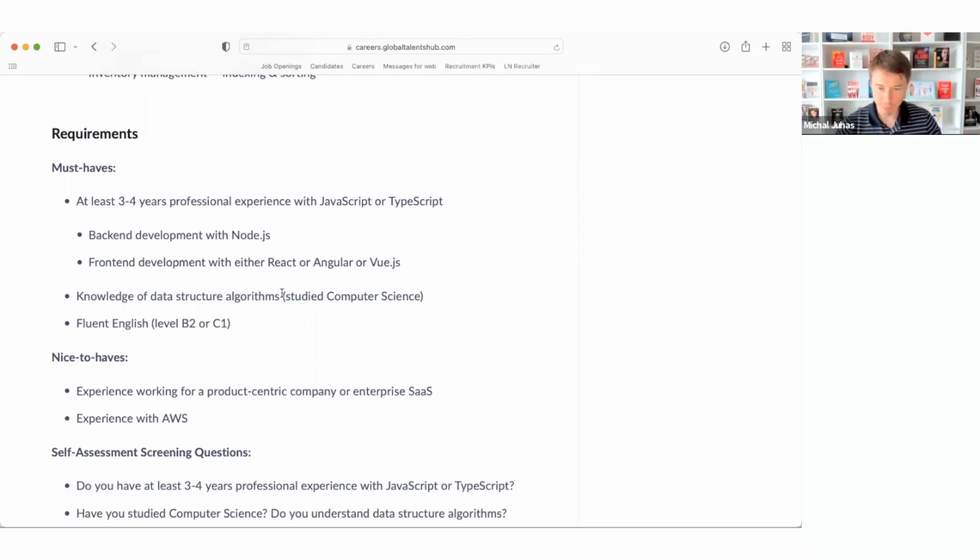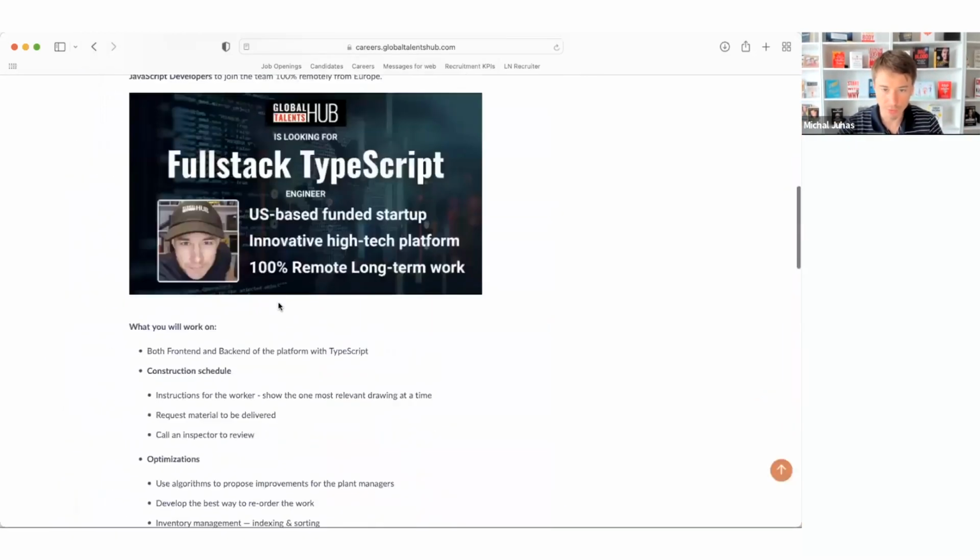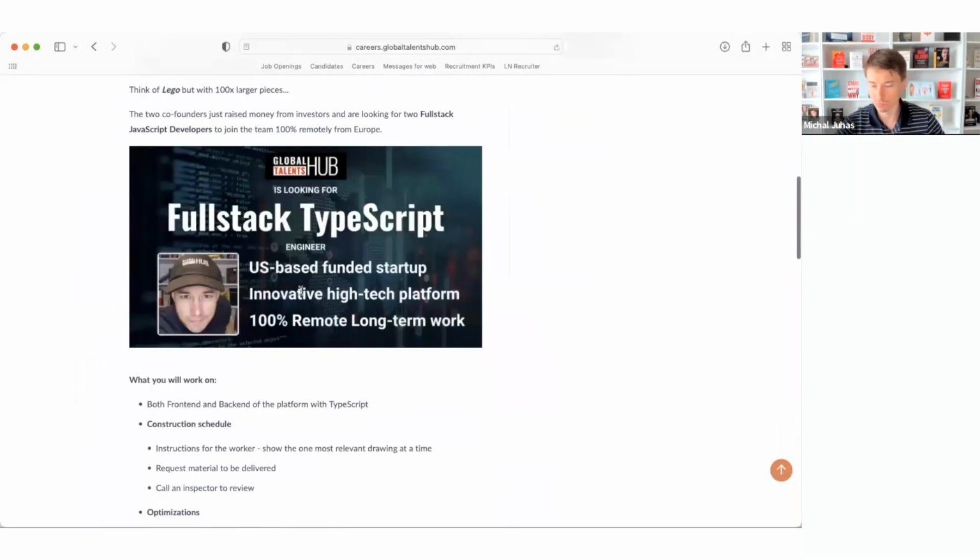Because if we take a step back, there are lots of people out there who can do full stack web development, people who can do JavaScript development, and a lot of people out there can use TypeScript, because TypeScript was built on top of JavaScript. It's a more strict version of JavaScript.